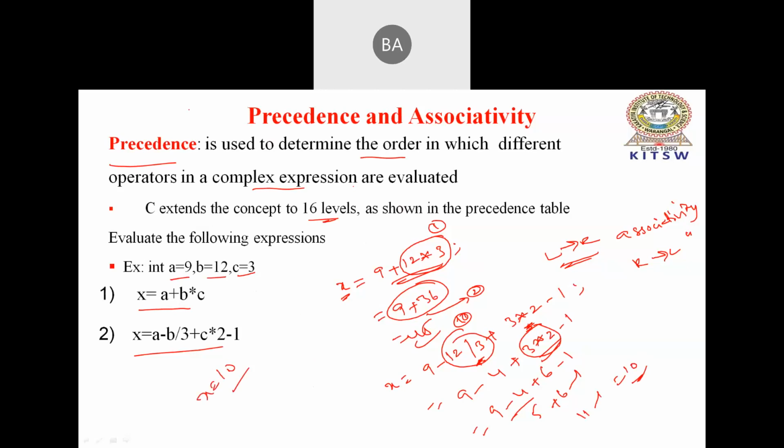This is how precedence and associativity are applied. Precedence is used to decide which operator has to be evaluated first. The highest precedence operator is evaluated first. Then associativity is considered when equal priority operators are there. Which operator has to be evaluated first: whether the leftmost operator or the rightmost operator is evaluated first. That is, whether you evaluate in the left to right direction or the right to left direction. That is decided by associativity.